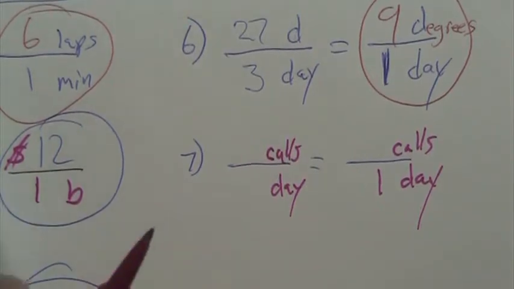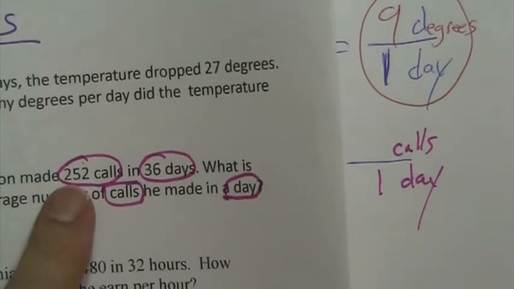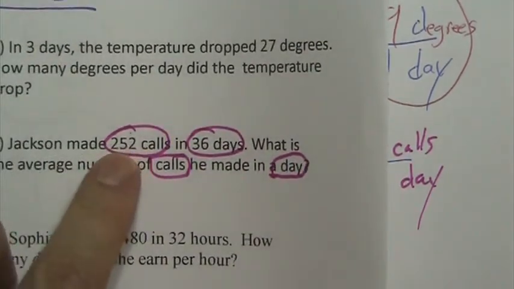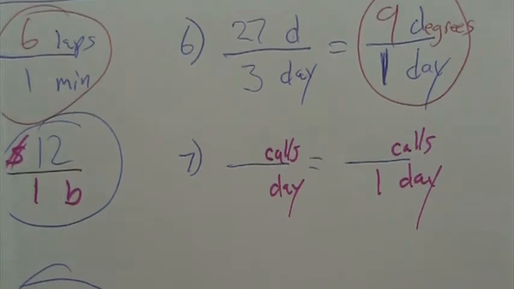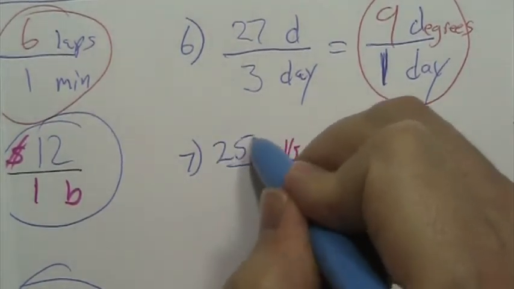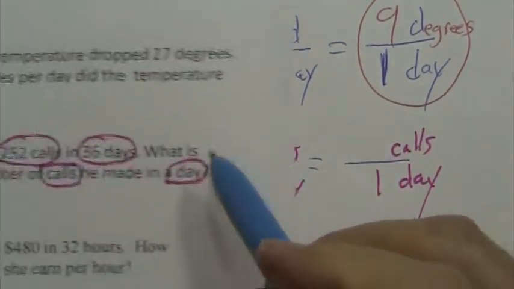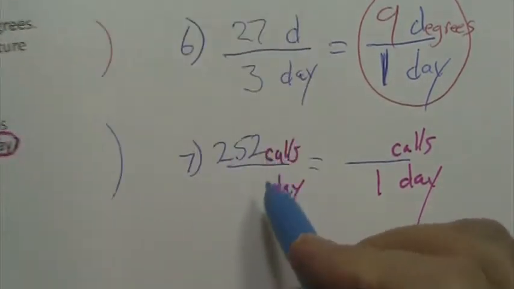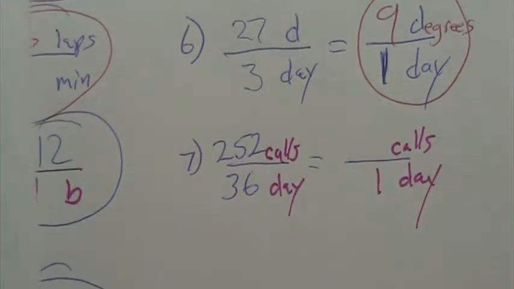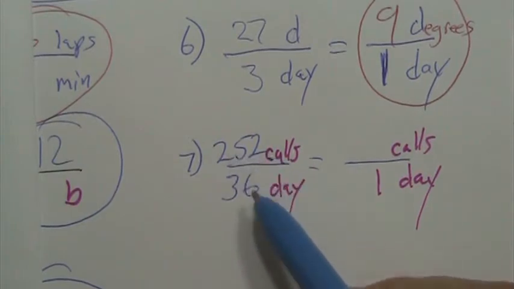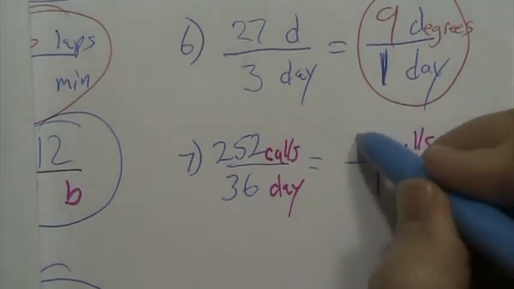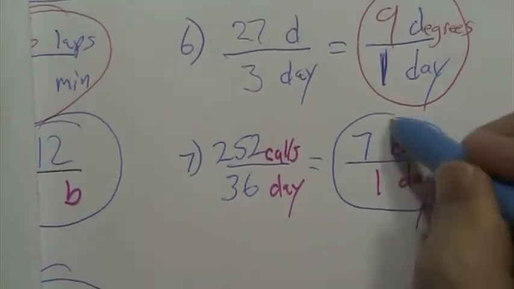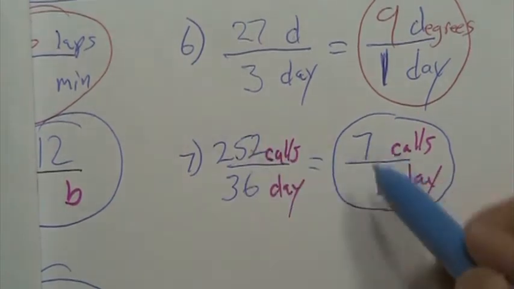So look at the information. What does it say? 252 calls, 36 days. So you simply divide 252 divided by 36. You may want to use a calculator. And I think our answer comes out to be 7. 36 goes in there 7 times.